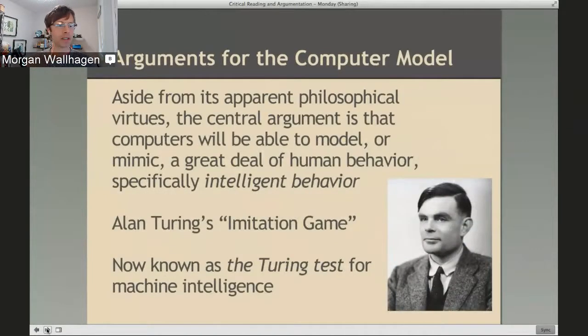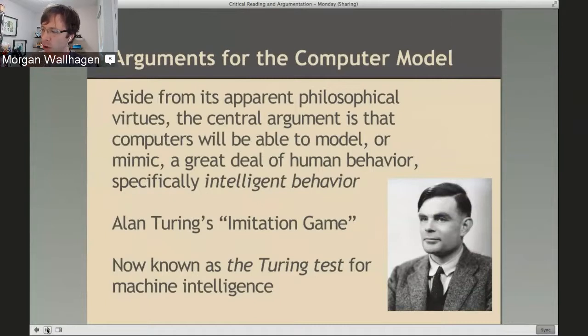Yeah. So with that, we've got these two arguments, pretty interesting in their own right. We've got Turing. Alan Turing is an important figure in the history of computers and the history of thought in general.